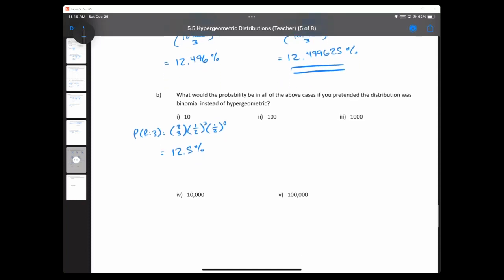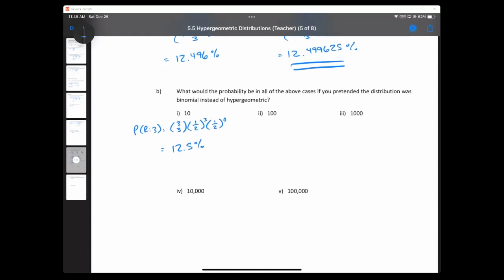Before I do any of the others, where did the 10 marbles come into play? The 3 choose 3 was the number of selections, the number of marbles I took out of the bag, and the bottom 3 was the number of reds I wanted. The 1/2 and the 1/2 are the probability of being red and blue. It's independent of the number of marbles. And the 3 and the 0 are the number of reds and the number of blues. So it turns out that these are all the same. It doesn't matter how many marbles are in the bag, as long as half of them are red and half of them are blue. The binomial equivalent of the hypergeometric is going to be 12.5%.